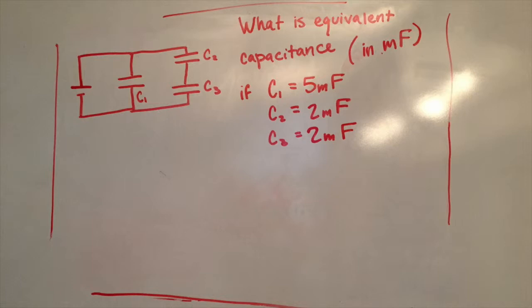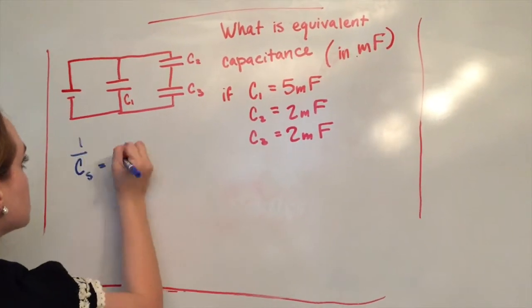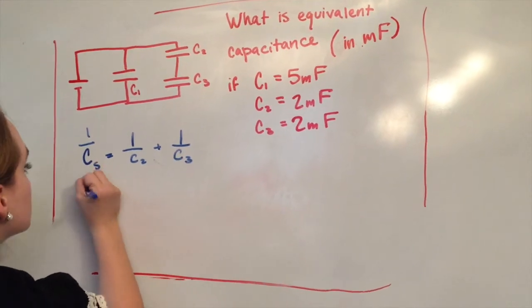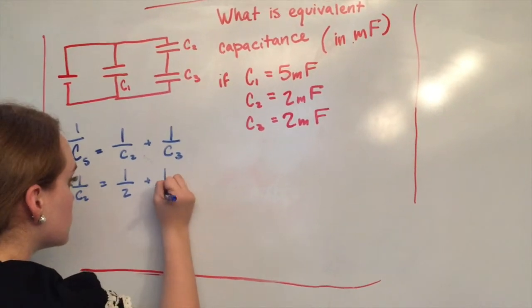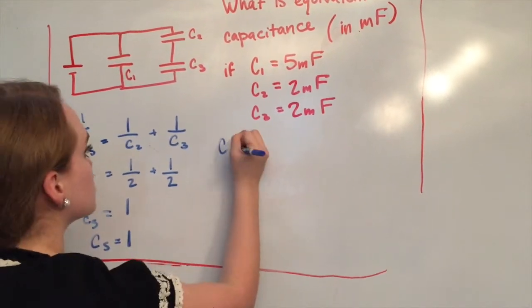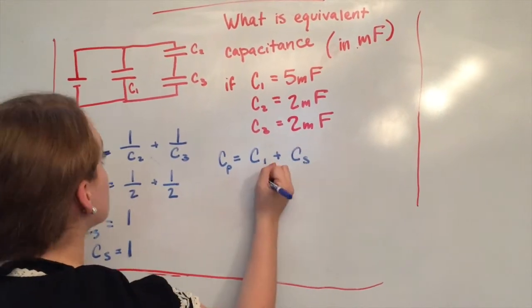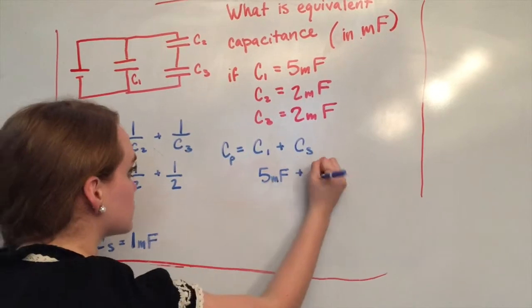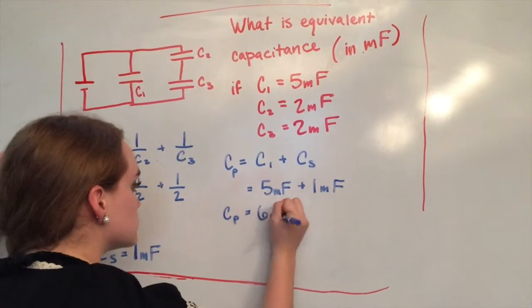Here's a problem with capacitors in series and parallel. We need to find the equivalent, or total capacitance, in the circuit. We know C2 and C3 are in series with each other, so we add the reciprocals to get the reciprocal of the total, which is 1. The other capacitor is parallel to the series of the other two, so we just add them up and get a total of 6 millifarads.